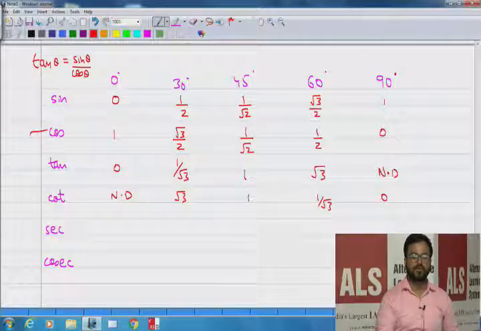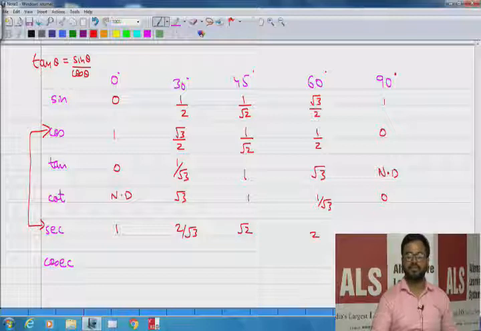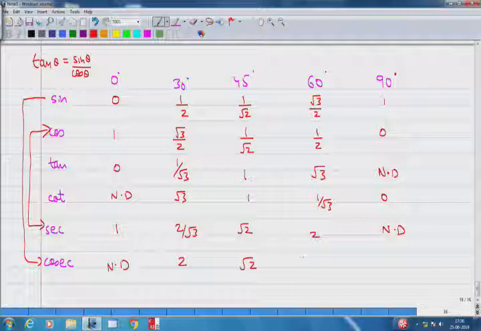Sec is the reciprocal of cos. So do the reciprocal of these. 1 upon 1 is 1, 2 by root 3, root 2, 2, reciprocal of 0 is not defined. Cosec is the reciprocal of sine. Reciprocal of 0 is not defined, then 2, root 2, 2 by root 3 and 1.